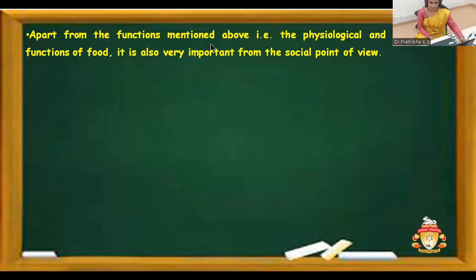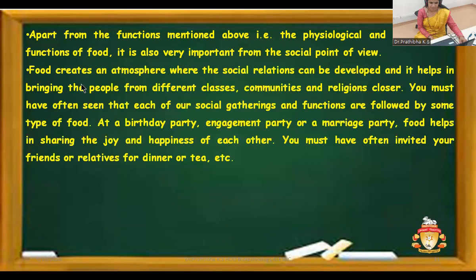Apart from all the functions of food mentioned, that is the physiological and psychological functions of food, it is also very important from the social point of view. Okay. Food creates an atmosphere where social relationships can be developed, and it helps in bringing people from different classes, communities, and religions closer. You must have often seen that each of our social gatherings and functions are followed by some type of food. So it comes under the functions.